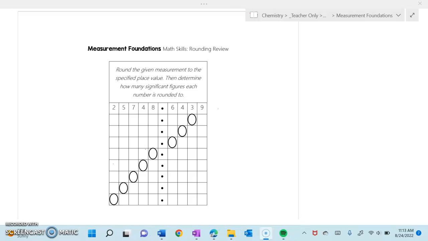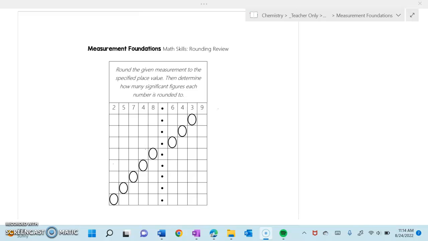All right, let's jump right into doing this math skills explanation on rounding. So, a rounding review. The instructions say round the given measurement to the specified place value. The specified place value is circled and it just keeps moving. Then determine how many significant figures each number is rounded to. All right, let's start with the first one.